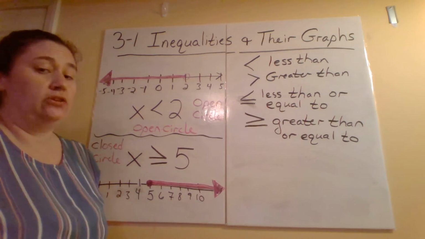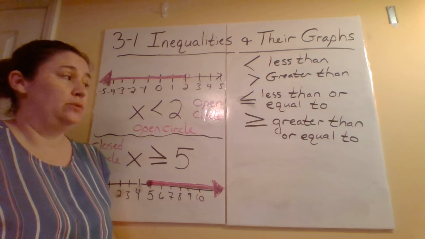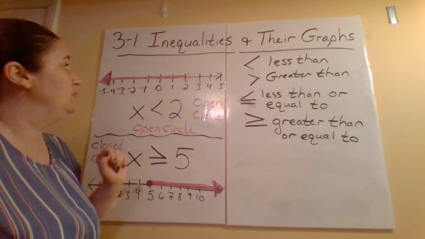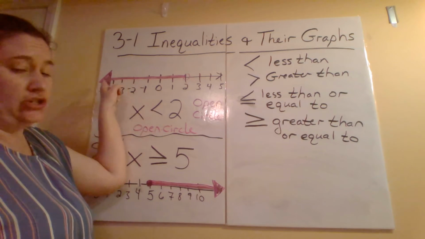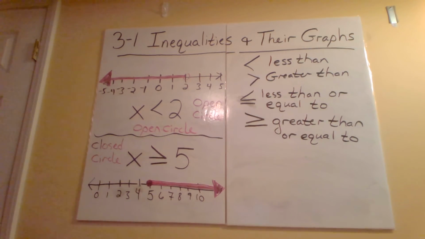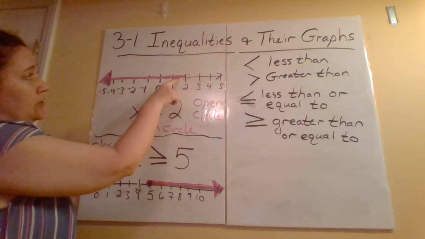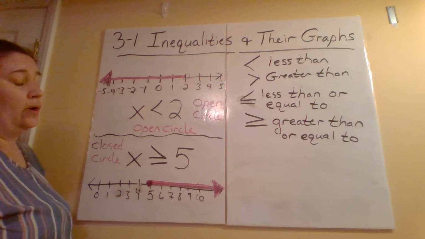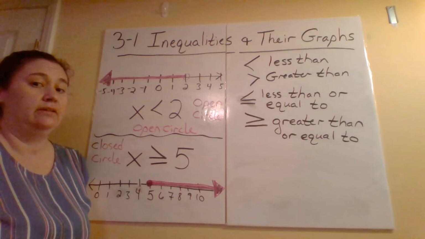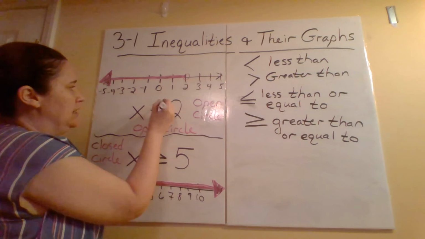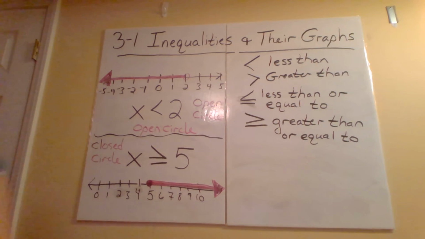And I want to show you a little shortcut for a few things. First of all, I'm going to show you a shortcut for how you can figure out which direction to draw your big, thick line. In this example, we drew the line to the left to show all the numbers that are less than 2. And if you turn the less than sign, this marker is out, hold on.